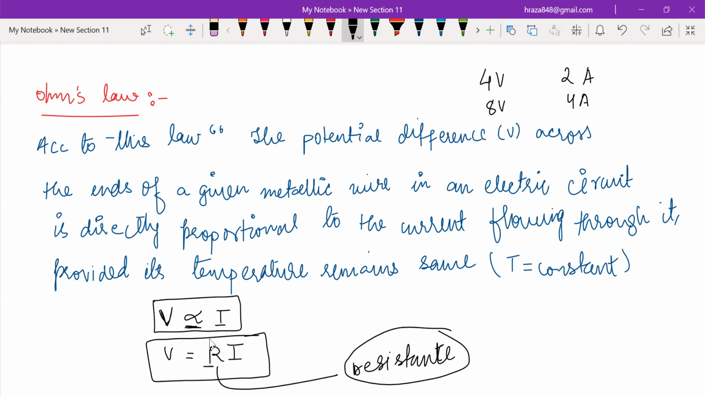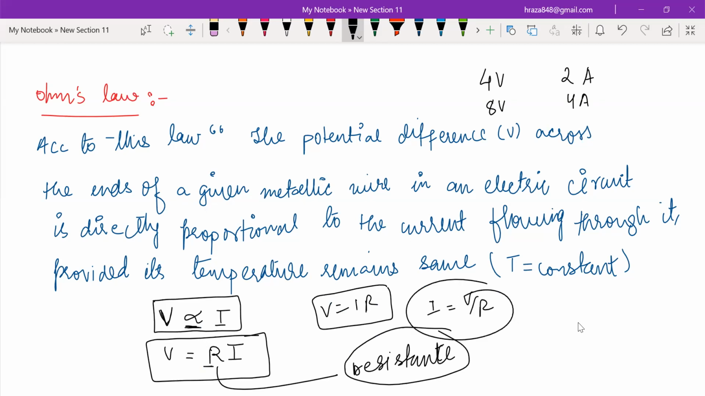So we got a formula, V is equal to IR, or RI, you can write. So I will be equal to V upon R. R will be equal to V upon I, right? V upon I. Wait a minute. Please do write it.